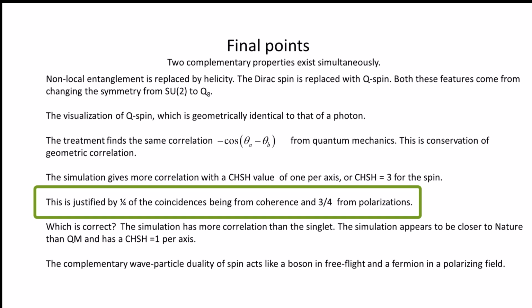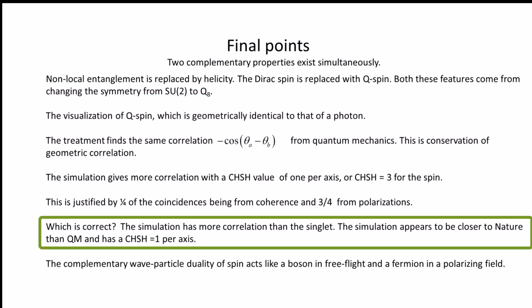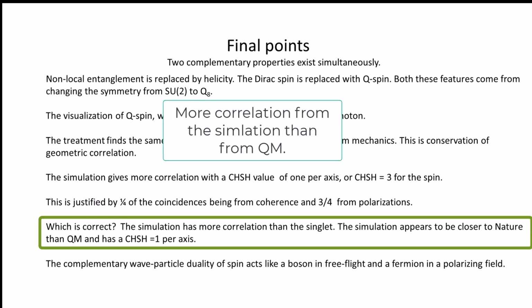To get the minus cosine, both Alice and Bob must filter the coherent spins simultaneously. This leads to the rationalization of the maximum violation of the CHSH form of Bell's inequalities. Now, which is correct? The simulation has more correlation than the singlet. The simulation appears to be closer to nature than quantum mechanics, and has a CHSH value of 1 per axis, which is more than the correlation obtained from quantum mechanics.